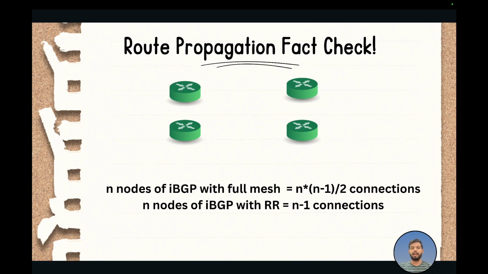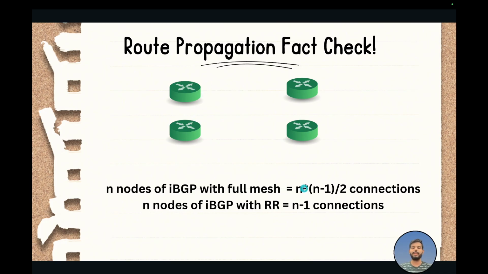Now they will ask a second question. Let's say we are using a route reflector, what are the possible connections that we need? What is the minimum number of connections that we need? In that case, the answer is just n minus 1. You can take any node and connect that node to every other node. So if we have 4 nodes, we can connect to all the other nodes. That's why n minus 1.